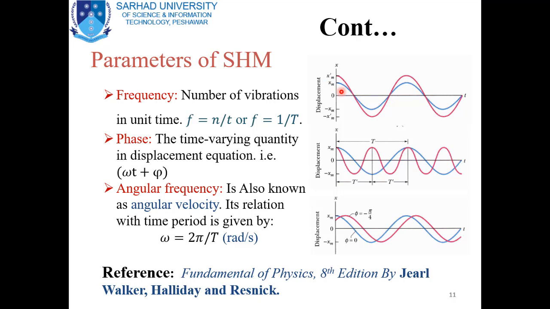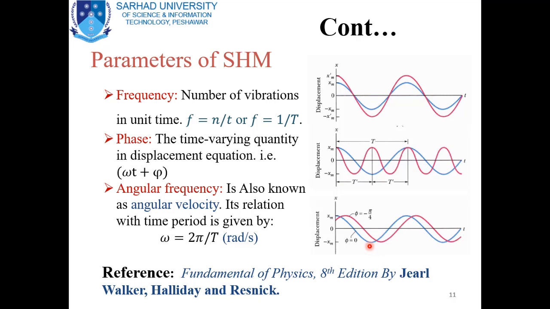In the next figure, two motions are plotted with respect to time. In this part you can see clearly that the amplitudes of the 2 waves are the same, but the cycles are different. Cycle means that the red one completes its cycle earlier than the blue one. So there is a difference between the frequencies of these 2 motions.